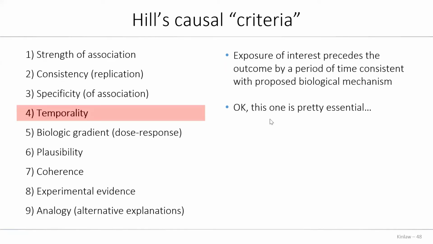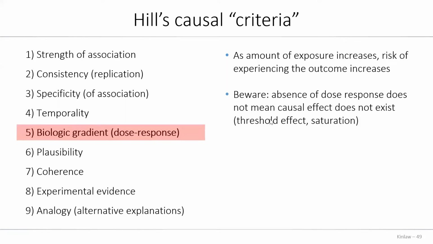From the least robust to the most robust criterion, temporality is essential. This simply states that the exposure precedes the outcome by a period of time that's consistent with the biological mechanism. Fifth is biologic gradient, which we usually refer to as a dose response. It states that as an exposure increases in intensity, that increasing intensity may lead to increasing occurrence of the outcome.